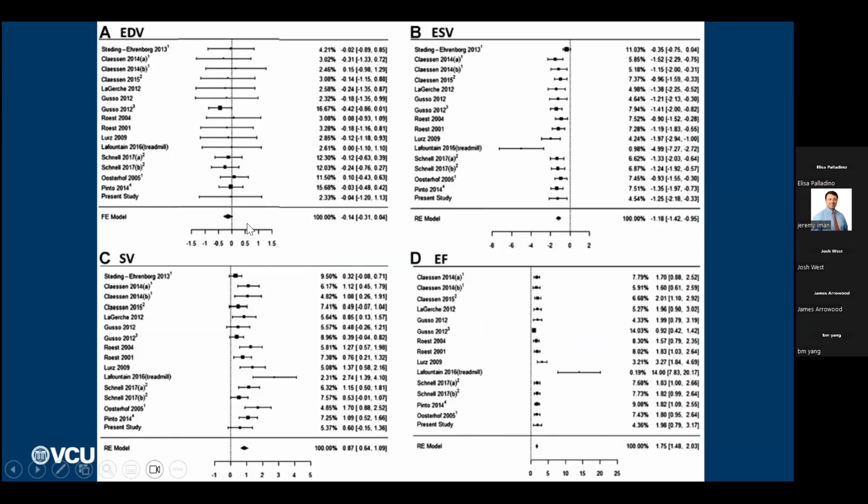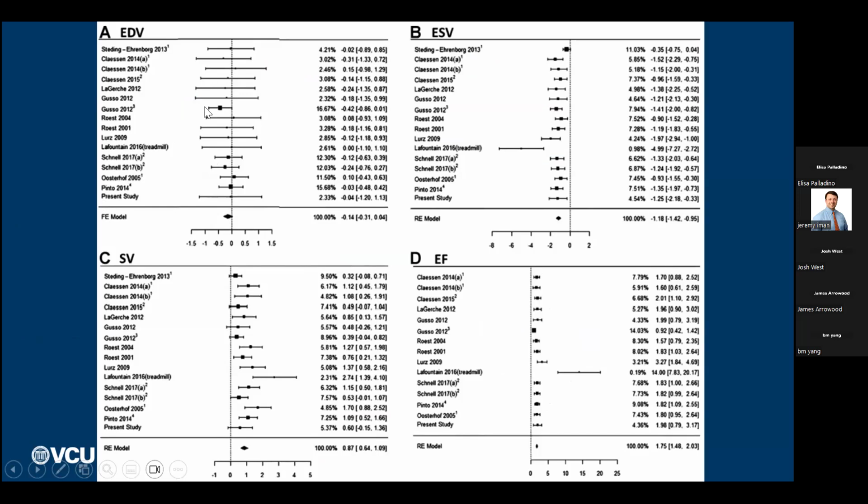And they did a meta-analysis of what changes are experienced in healthy subjects with exercise. And what they found was that the change in left ventricular end-diastolic volume with supine exercise across the board was very, very consistently about 0.